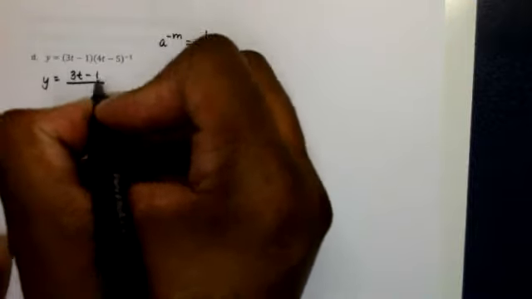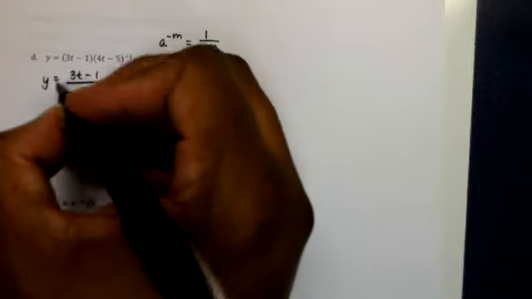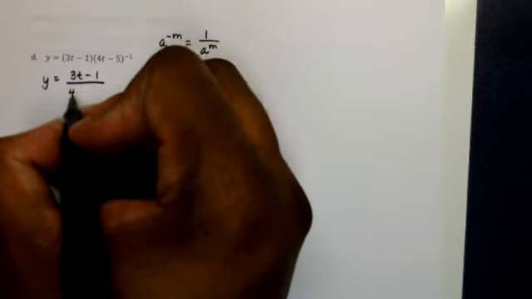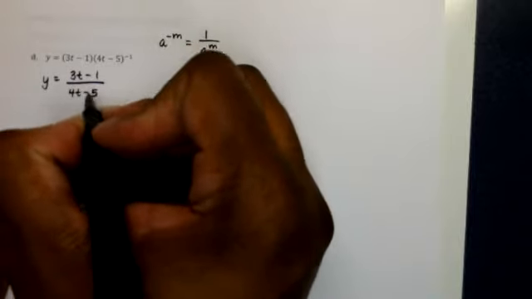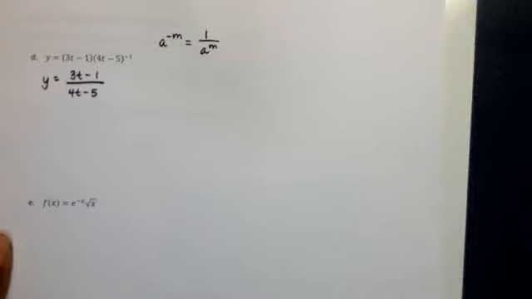So I'm going to have y is equal to, the 3t minus 1 will be in the numerator, but the 4t minus 5 will be in the denominator. And it's going to be to the first power, but we can write that as 4t minus 5. So I get y is equal to 3t minus 1 divided by 4t minus 5. Now I can use the quotient rule on this.